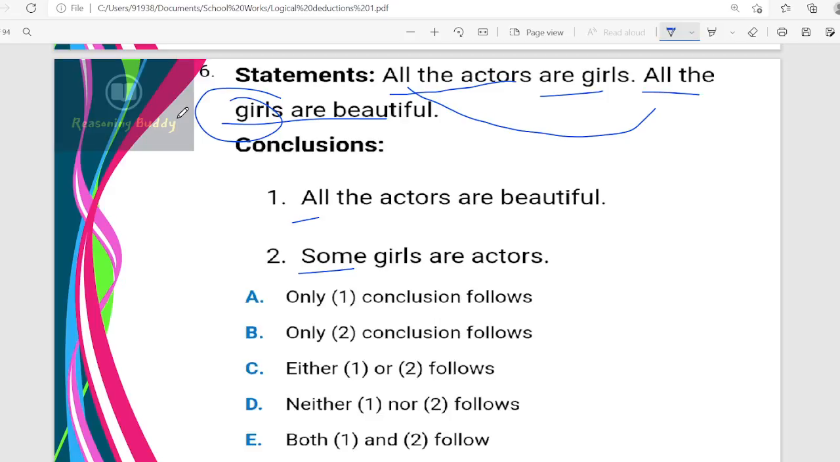And what is rule 3? No, not rule 3, rule 7: a non-distributed term should not be distributed in the conclusion either. Here also beautiful is not distributed, so it is correct. And some girls are actors, so it is also correct. So option E is correct again.